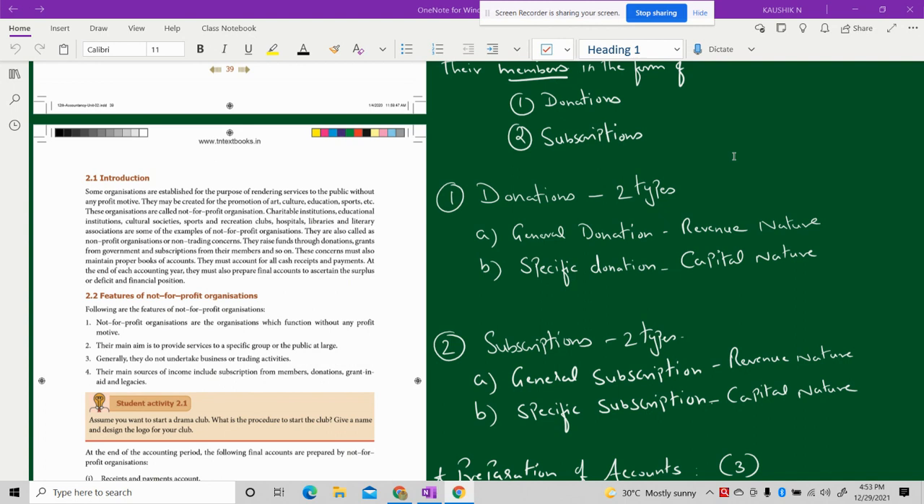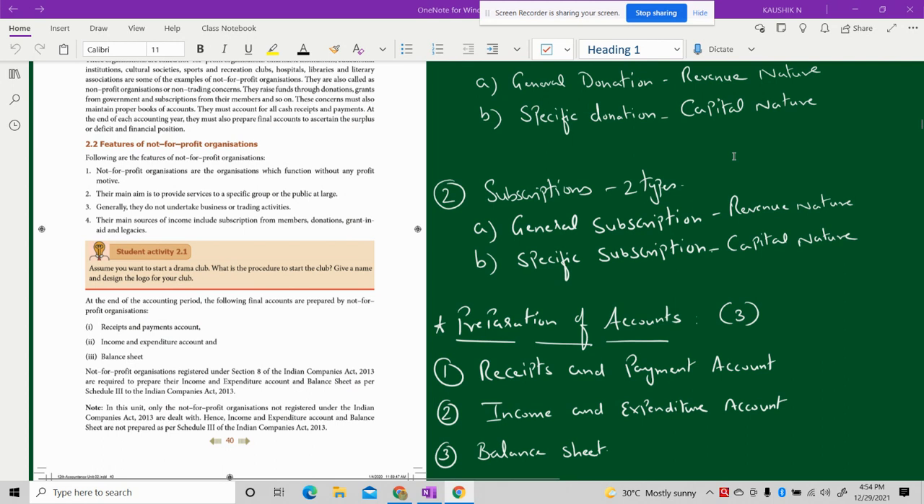Any doubts so far? As of now, we have just discussed what an NPO is all about, how an NPO gets the basic requirement, that is the funds, to start up its operations, and what the two different types of receipts which an NPO receives are, that is donation as well as subscription, and the types of donation and types of subscription. Now moving on to the most important segment in this chapter.